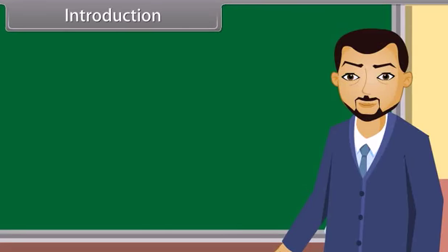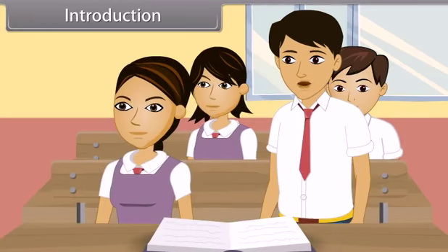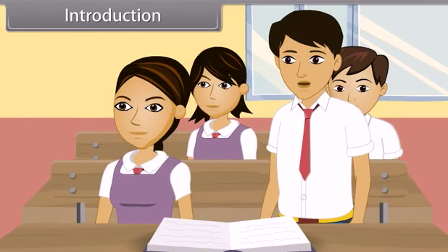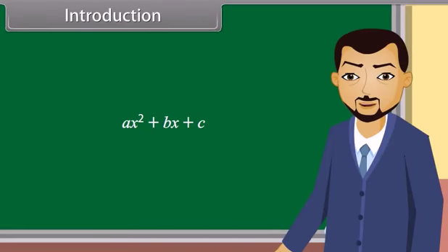Introduction. Students, do you know what polynomials are? Polynomial is an expression of more than two algebraic terms. And can you tell which type of polynomial this is? Is it quadratic polynomial, sir? Correct. This is a quadratic polynomial. When we equate this polynomial to 0, we get a quadratic equation. Today we will learn about quadratic equations.